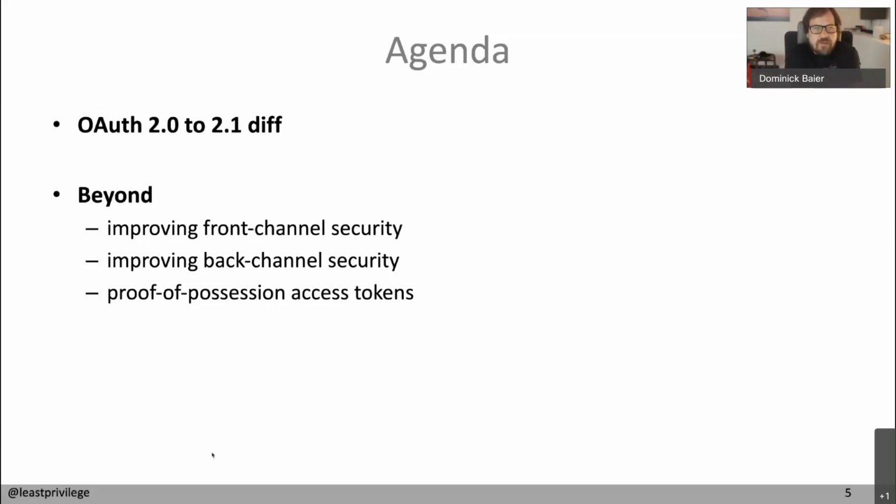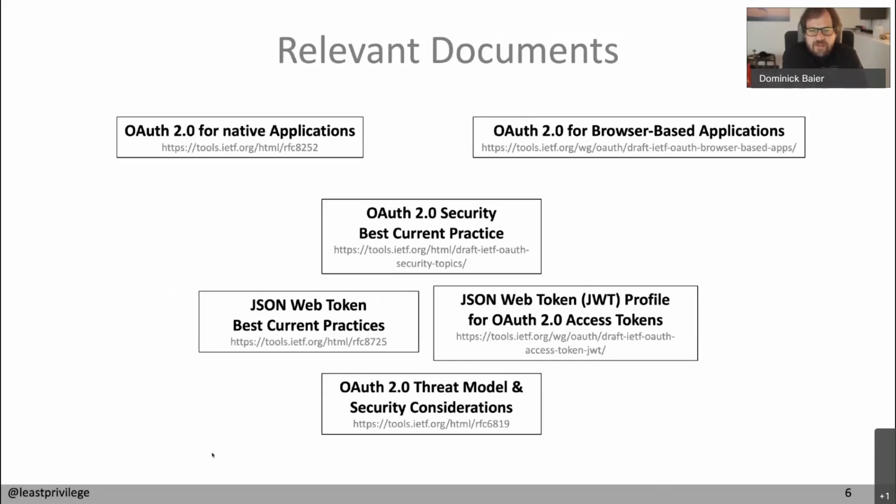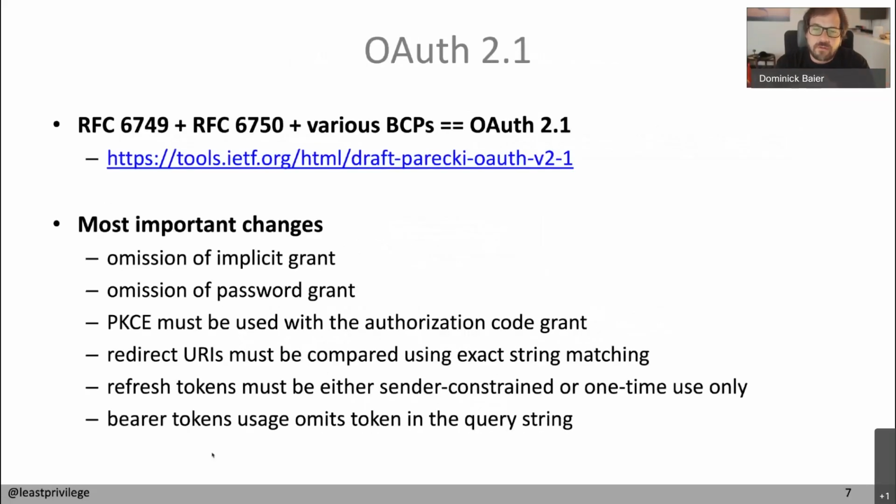In my first talk this morning, I looked at the various BCPs, best current practices. There are a couple of them out there: the threat model, JSON Web Token BCP, web apps, native apps, and so on. So the question is now, what is OAuth 2.1? You can think of OAuth 2.1 as all of these documents together becoming one new baseline OAuth specification called OAuth 2.1.